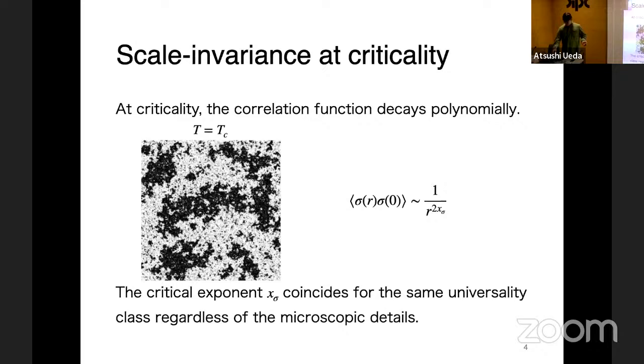What is important about this phase transition is that at criticality, the spin-spin correlation decays polynomially. For example, the spin-spin correlation of the Ising model can be described with this one, and this x sigma is called a critical exponent. Regardless of the microscopic details, it is known that for the same universality class, these critical exponents coincide with each other, such as the liquid-gas transition in the same dimension.